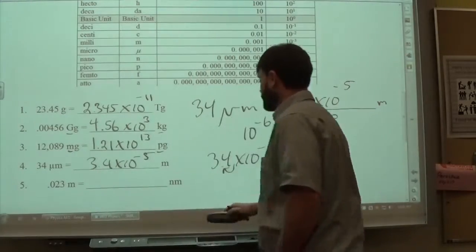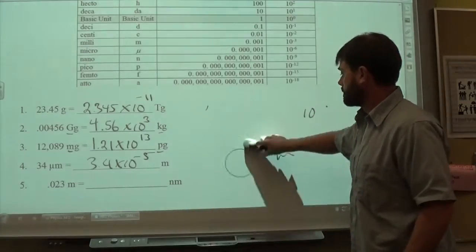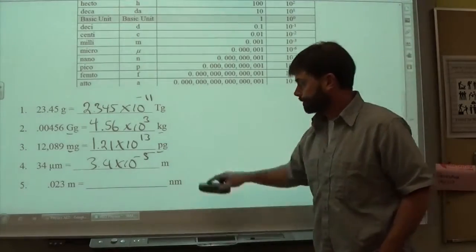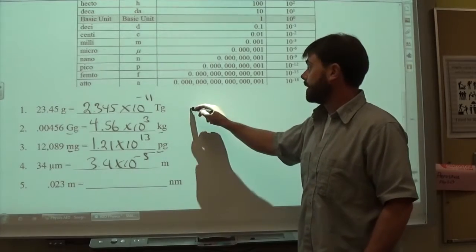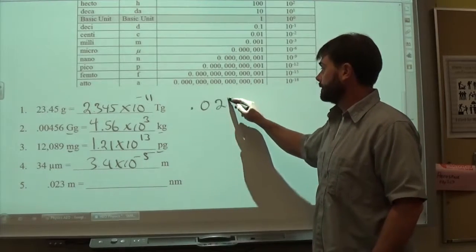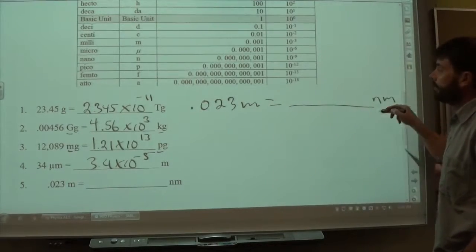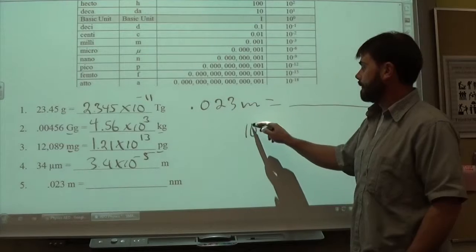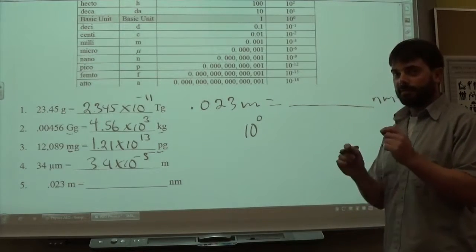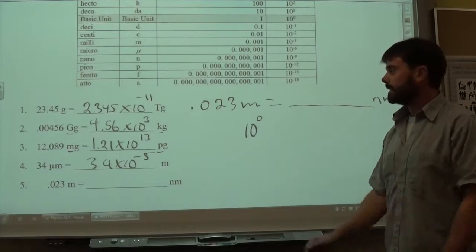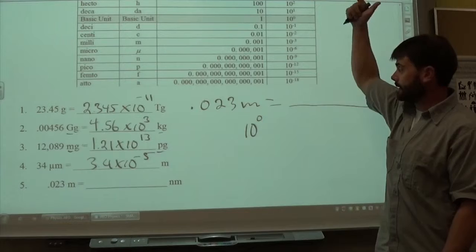And then the very last one. We're going from a meter to a nanometer. So we've got 0.023 meters. I'm going to convert this to nanometers. So a meter is a base unit. Remember, there's only one letter. It's not a milli, it's just a meter. It would have to have 2 m's to be milli. So it's a base unit, so that's 10 to the 0.